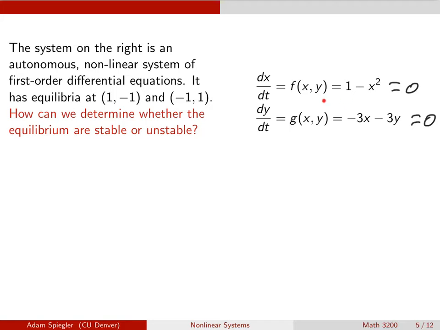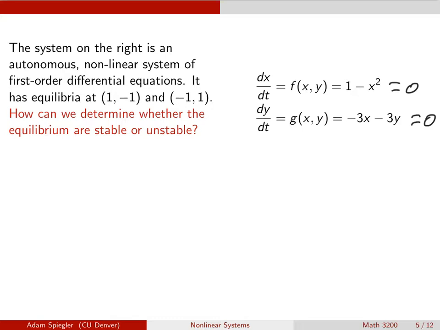And it makes sense that from the top equation, we see that x has to be either 1 or -1 for this one to be equal to 0. Then that would imply, coming down into the bottom equation, that y has to have the exact opposite sign of x. So that's where these two equilibria come from. And so now the question is, how can we determine whether those equilibria are stable or unstable?